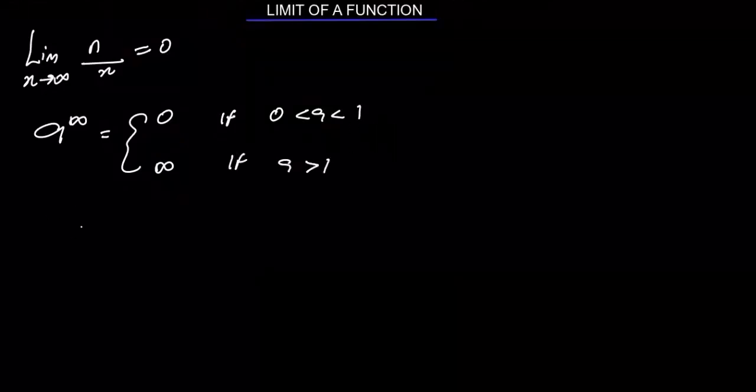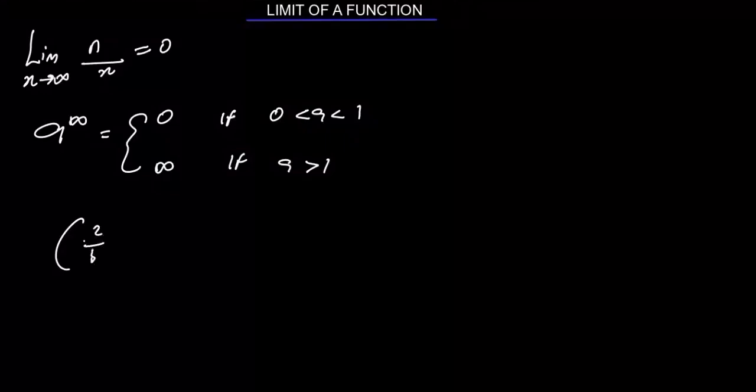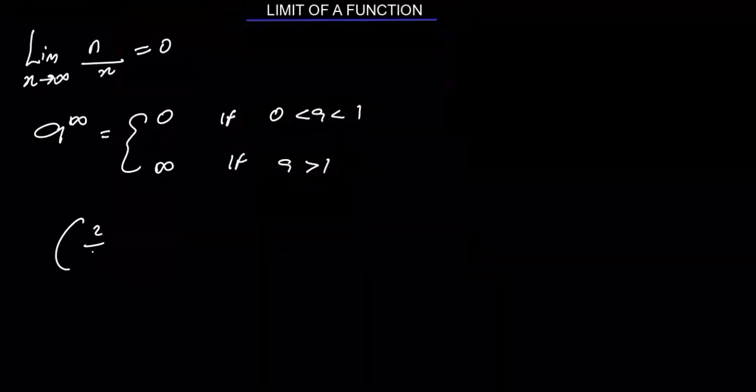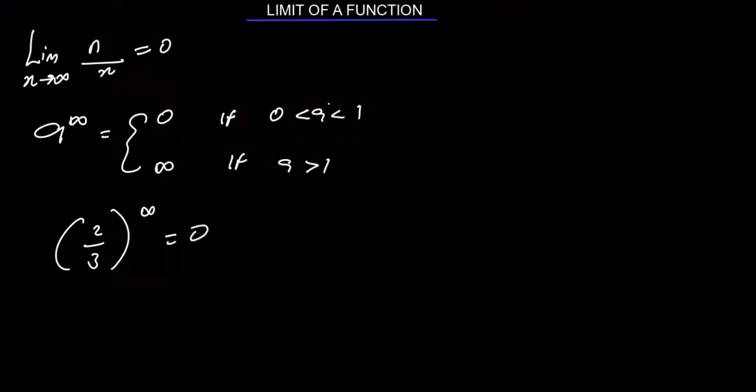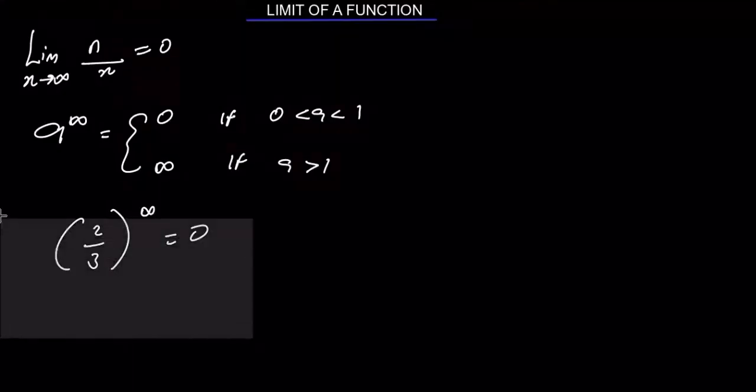So if I have 2 over 3 to the power of infinity, whenever I'm solving and I come across this, what happens? This value will tend to 0 because 2 over 3 is between 0 and 1. So it satisfies this condition, and you have 0 as required. All right.